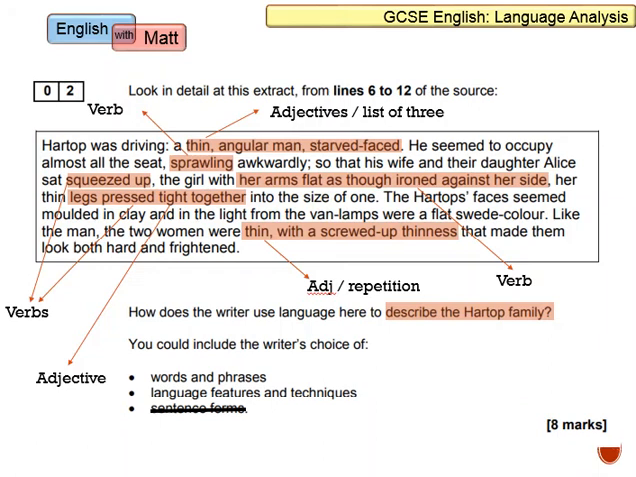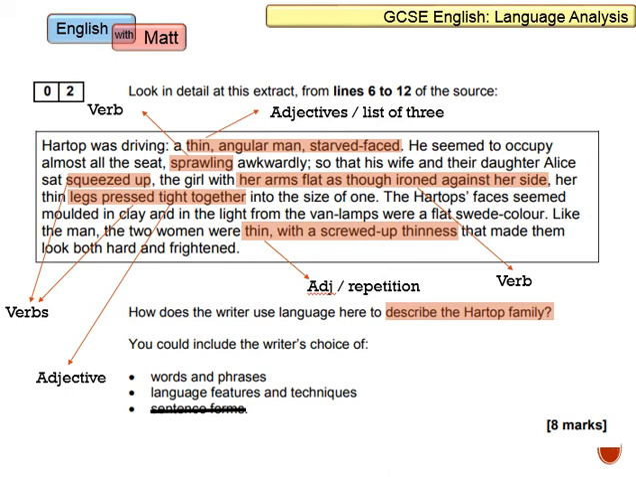And then at the bottom there we've got the repetition of thin, but we've also got that phrase screwed up thinness. So again, we're constantly navigated towards this idea of being quite thin, and that's reinforced in this extract. So we have this contrast of Hartop taking up as much room as he wants, and the wife and Alice are kind of sat squeezed up next to him, which you could say alludes to his dominance. Okay, so those are most of the language words and phrases that you could look at if you were going to be answering this question.